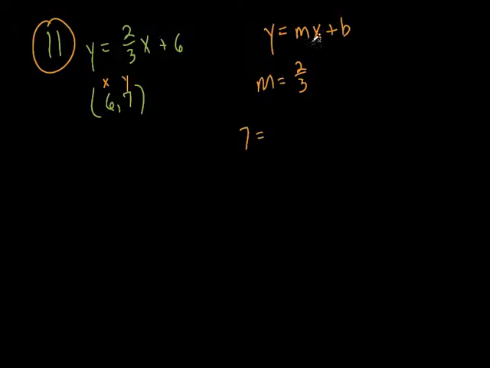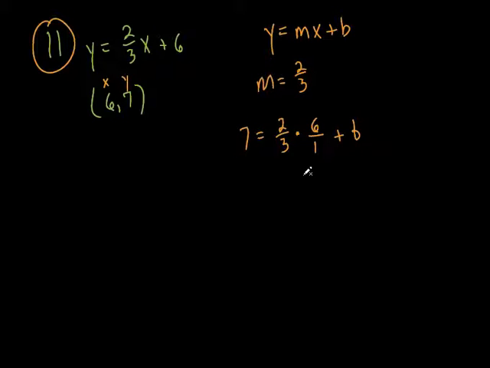7 equals m times x plus b. What's my number for m? 2/3. What's that 2/3 doing? Multiplying by x. What's x? Now, since it's a fraction, I'm going to write this what? 6/1. Good. Plus, do we know the b? No. So I just put plus b.